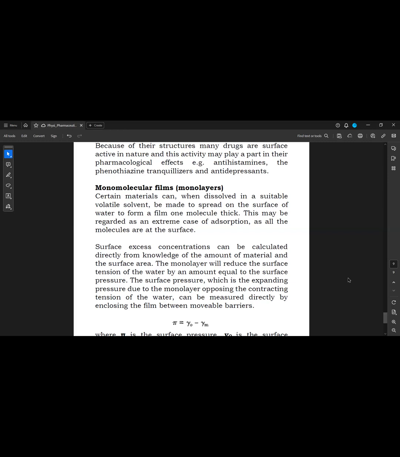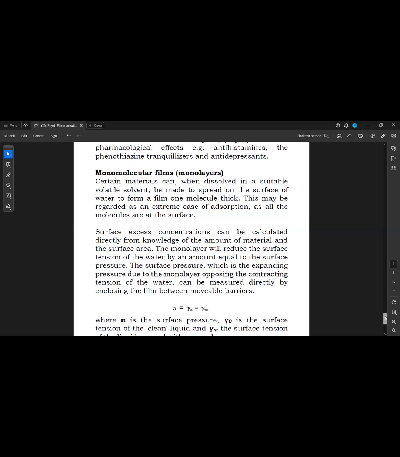And this will obviously cause a reduction in surface tension, and this reduction in surface tension is going to be equal to the surface pressure. So whatever pressure is applied by the layer of paraffin on the water is also going to be the equal amount of surface tension reduced. The amount of pressure applied by the paraffin is equal to the amount of surface tension reduced. They are proportional. That's what I mean to say.